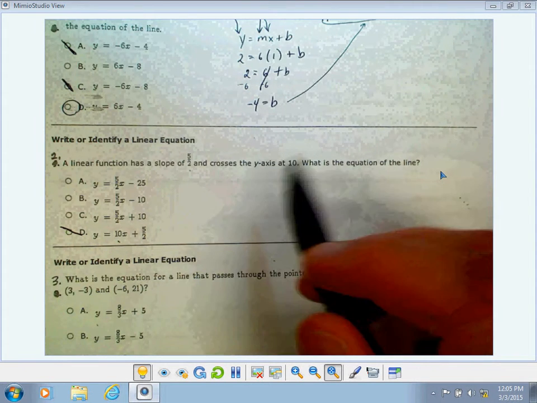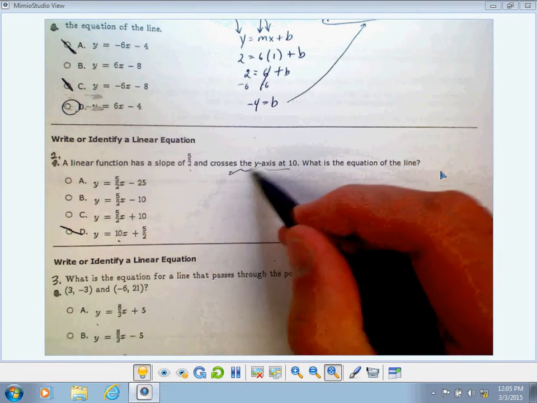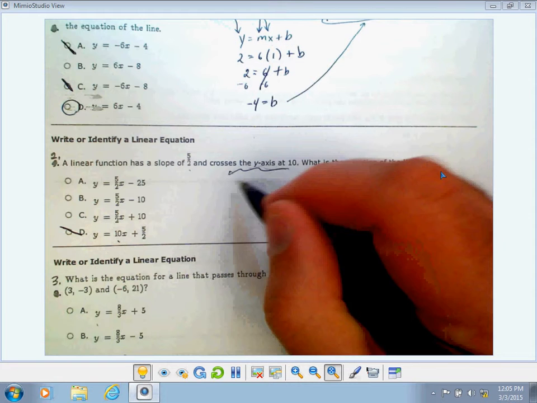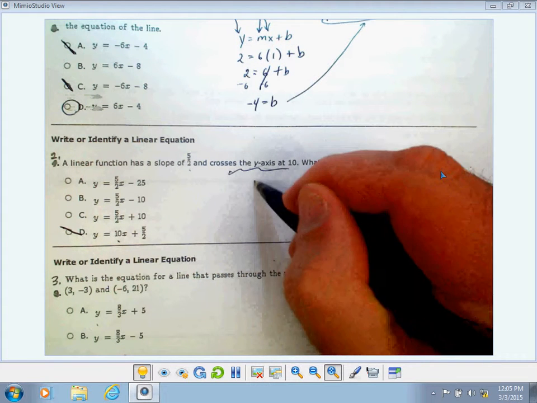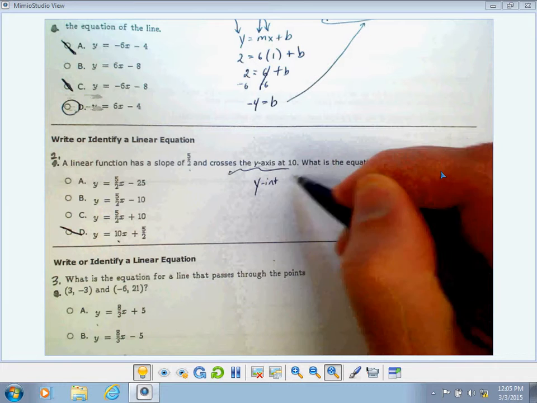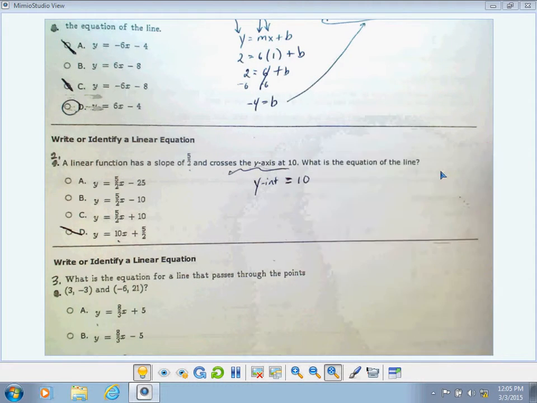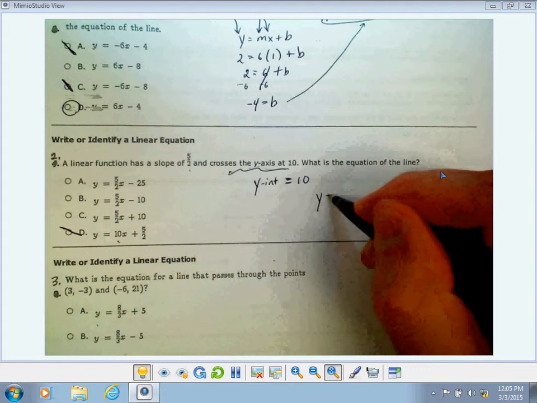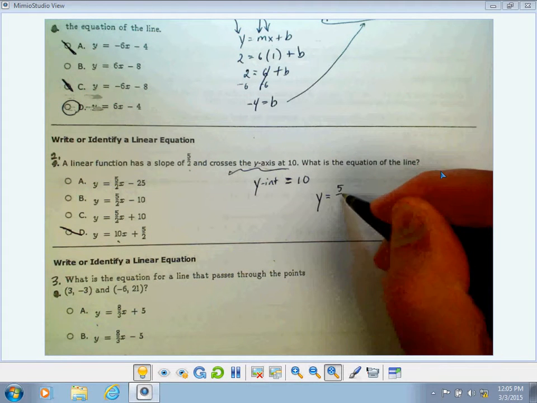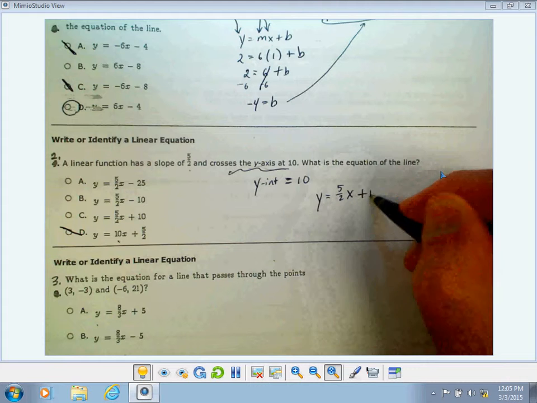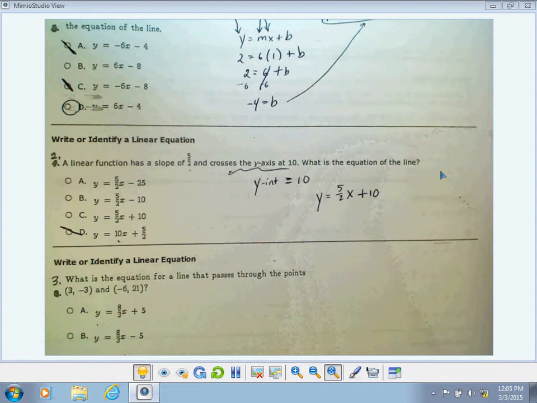So then it says it crosses the y-axis at 10. Well, the point that crosses the y-axis is the y-intercept. So what they just said was the y-intercept is 10. They actually just told it to you. So if you write your equation, the slope goes next to x and the y-intercept goes on the end. You want the equation that matches that one, which is C.